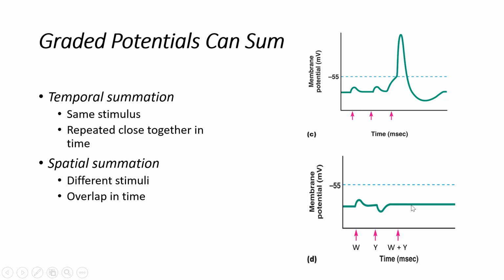And in this example at the bottom, it's showing you that one was a depolarizing event, one was a hyperpolarizing event. So summing those two actually does nothing, right? It just negates, or they both kind of just cancel each other out. And that actually doesn't get us any closer to threshold. So hyperpolarizing stimuli take us away from threshold, right? They're negative changes in the membrane potential, whereas depolarizing stimuli take us closer to threshold, and they are positive changes in that membrane potential.